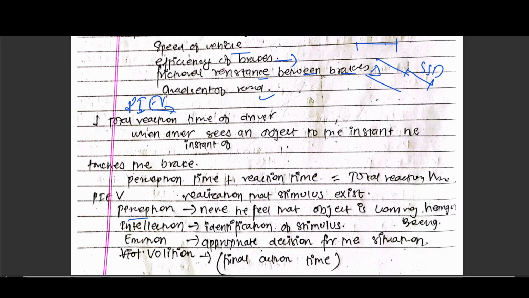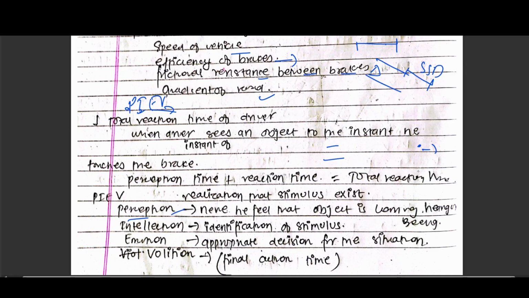Like if we are driving, and we see something here. We don't know what exactly that is, or we are not sure that it is even an object, but we feel like there is something in front of us. And the time that we take to feel that something is in front of us is known as the perception time. Okay, and what is the intellection time? Intellection time is when we identify the object.